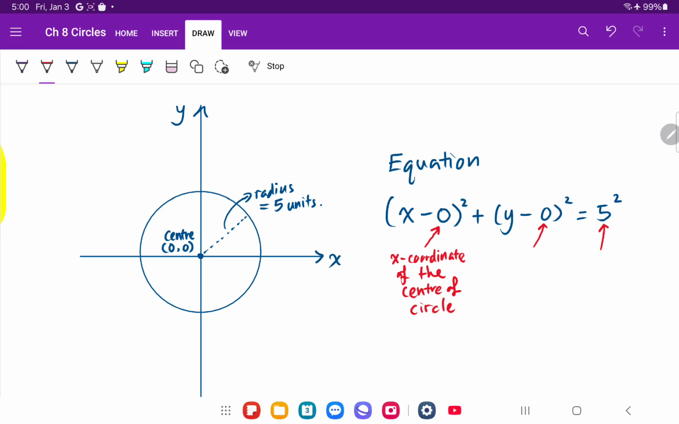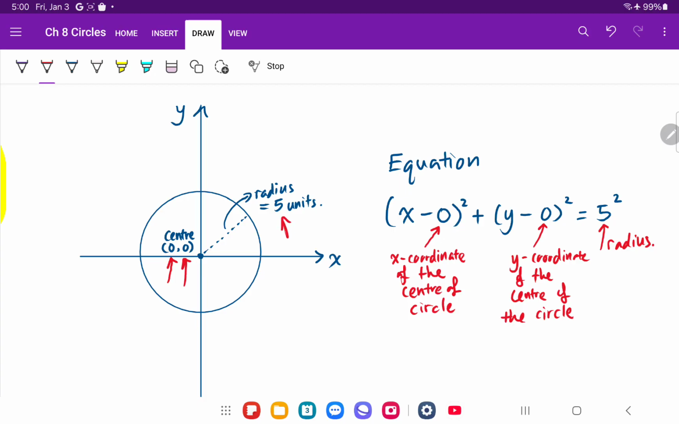The second 0 came from the y-coordinate of the center of the circle. And the final number, the 5, came from the radius of the circle. So the question has to give you these three pieces of information. It has to give you the x-coordinate of the center, the y-coordinate of the center, and the radius.